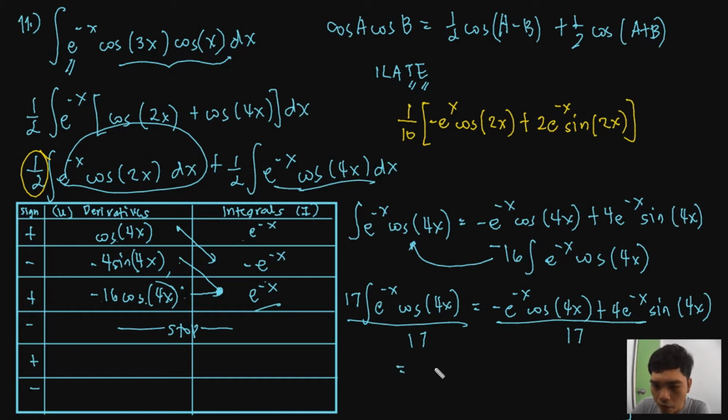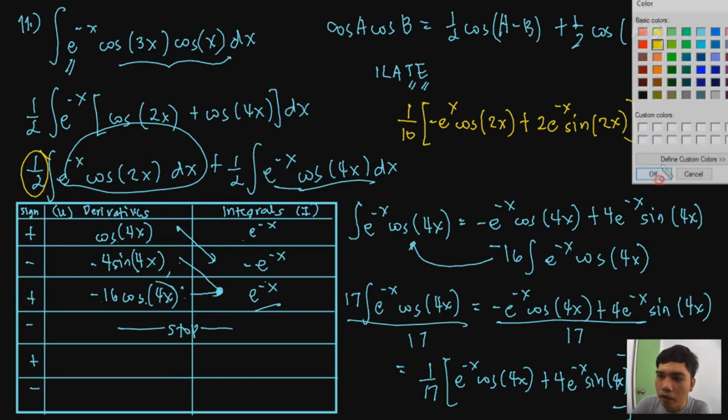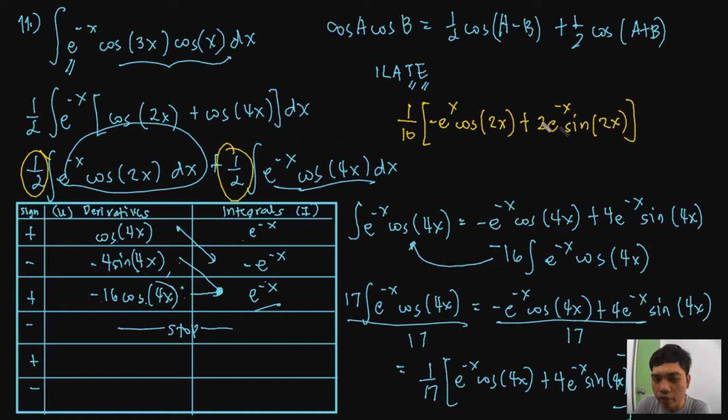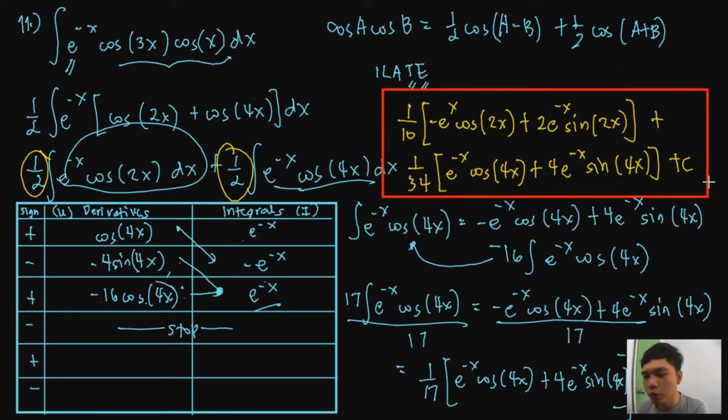So that is 1 over 17 e raised to negative x cosine of 4x, and then plus 4 e raised to negative x sine of 4x. Okay? And then finally, our answer for this case would be this one. Diba 1 over 10, multiply natin yung 1/2 dito. So, magkakaroon din tayo ng 1/2 multipliers. That's 1 over 34. And then, e raised to negative x cosine of 4x, and then, plus 4 e raised to negative x sine of 4x. And then, plus c. Okay, so this is your final answer for this problem.